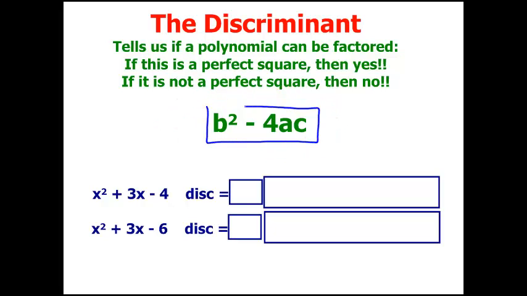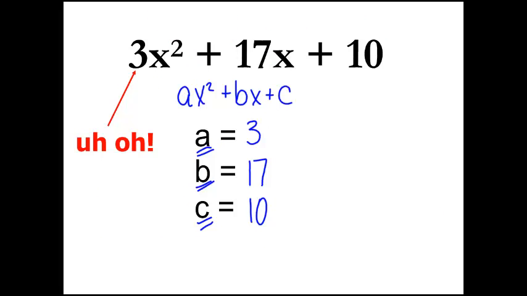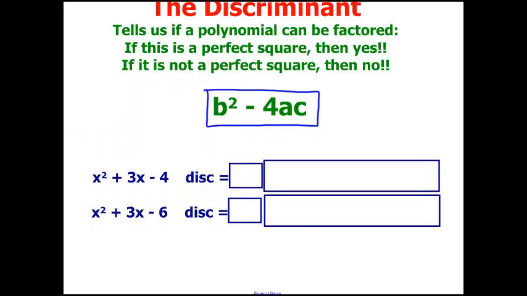And what it does is it tells us if a polynomial can be factored by whether or not it is a perfect square. If b squared minus 4ac is a perfect square, then we know we can factor it. If it's not a perfect square, then we're not going to waste our time. It can be kind of troublesome sometimes to factor things that do not have a leading coefficient of 1. So let's take a look at the two trinomials given to you.